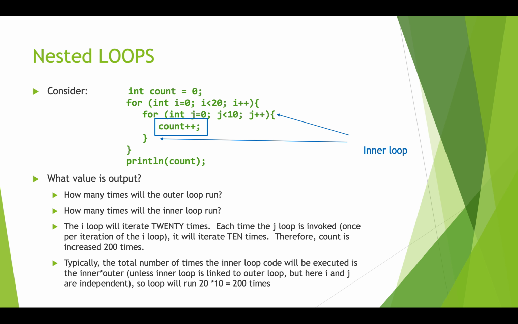So what that means is that count is actually going to be 200, because we're going to execute this line 200 times. We're executing it 10 times every time we do this, and we're doing this 20 times. So in general, when we have nested for loops, you can look at how many times each of them will iterate, and you can multiply it to figure out how many times the body of the inner loop will execute. That's usually a pretty good rule of thumb, although if the number of times the inner loop executes is somehow tied to the outer loop, if the variables are tied together, then that could be different.